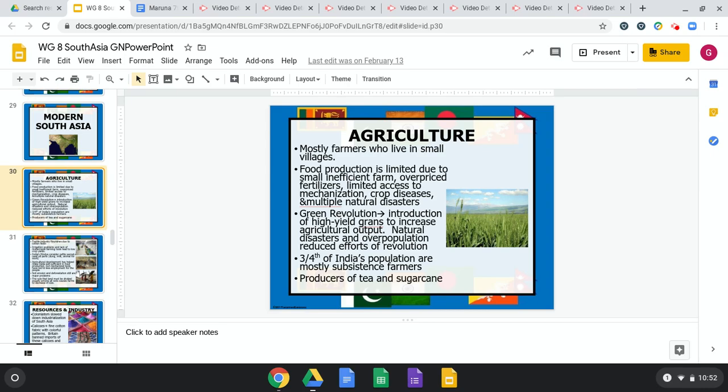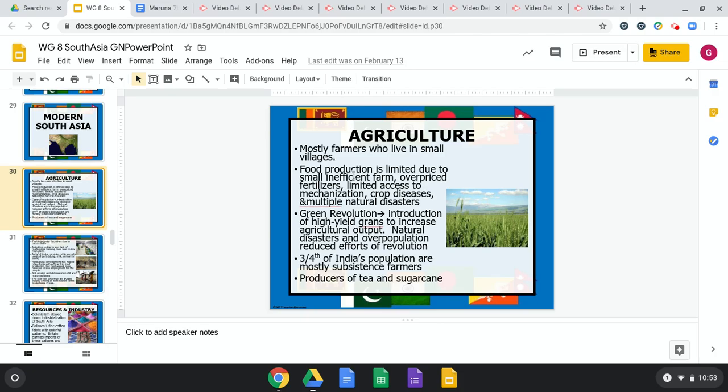Mostly farmers who live in small villages. So there's not a lot of urbanization that goes on. There are some very large cities like in Pakistan and in India, but largely rural, small villages patched here and there.